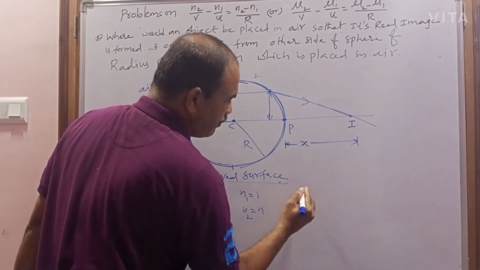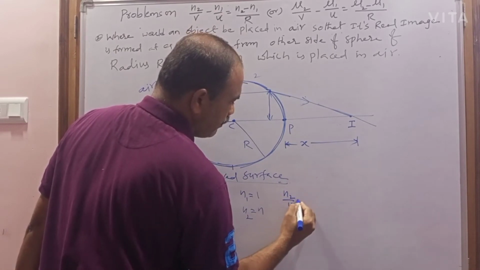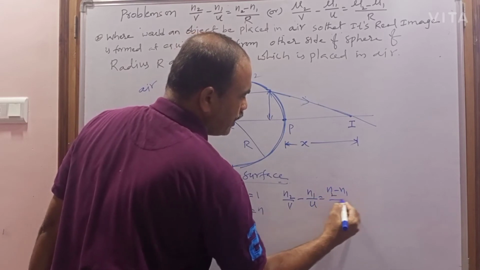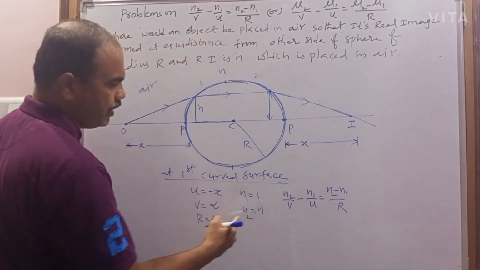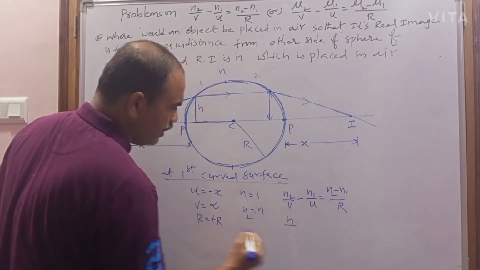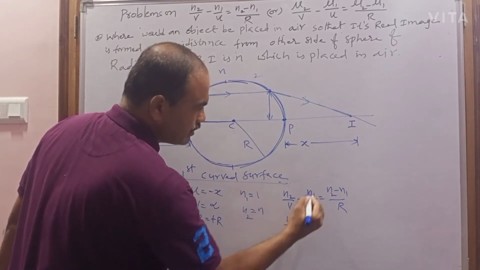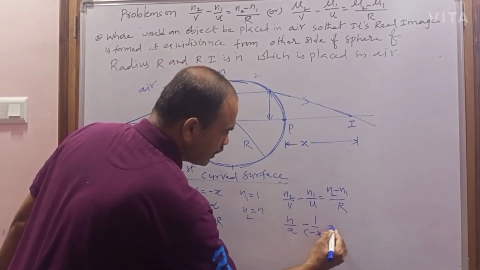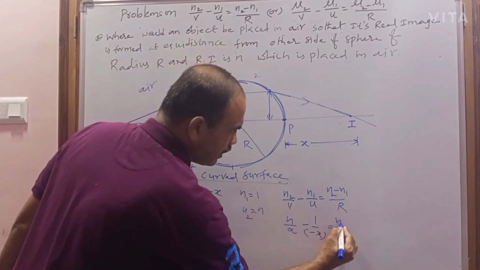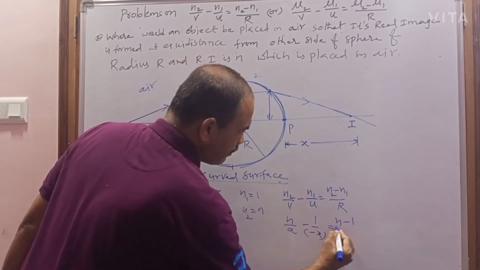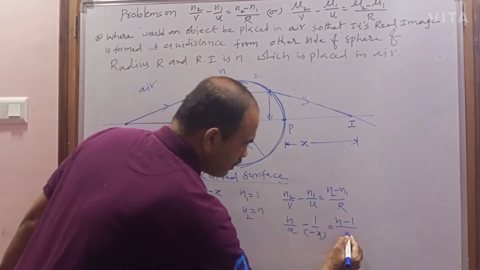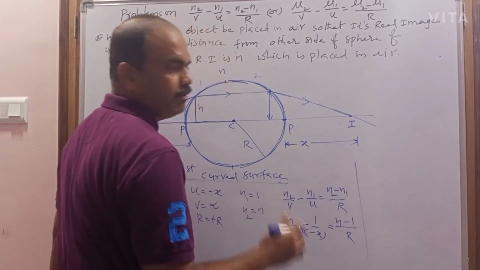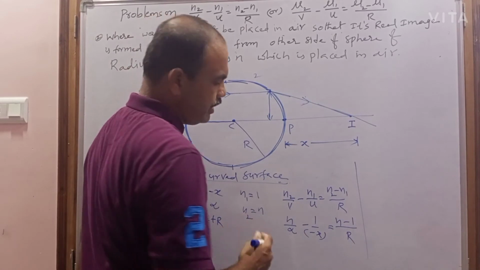Now substitute these values in the refraction formula. What is the refraction formula? N2 by V minus N1 by U equal to N2 minus N1 by R. So N2 means N, by V means infinity, minus N1 by U means minus 1 by minus x, is equal to N2 minus N1, that is N minus 1, by R, which is plus R. Something by infinity is nothing but 0.